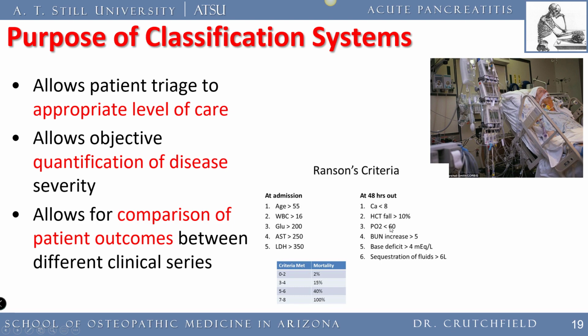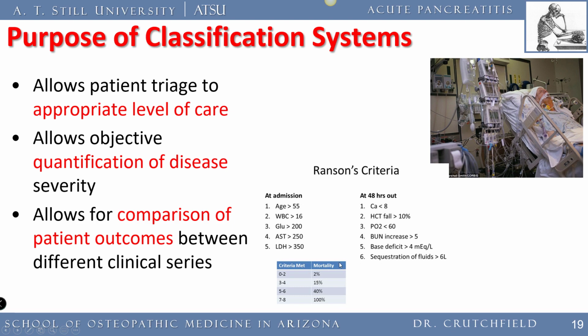Is the oxygen PO2 less than 60? Are they hypoxic, contributing to an ischemic pancreatitis? Does the BUN increase greater than 5 points? Is their base deficit greater than 4 milliequivalents? And have we given them more than 6 liters of fluid in the previous 48 hours? Based on how many of these criteria they have, we can calculate their mortality.